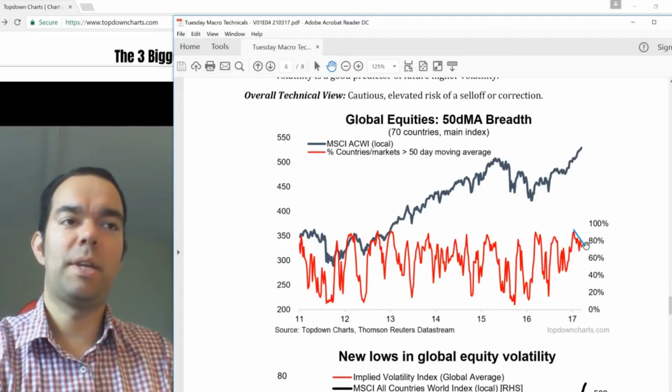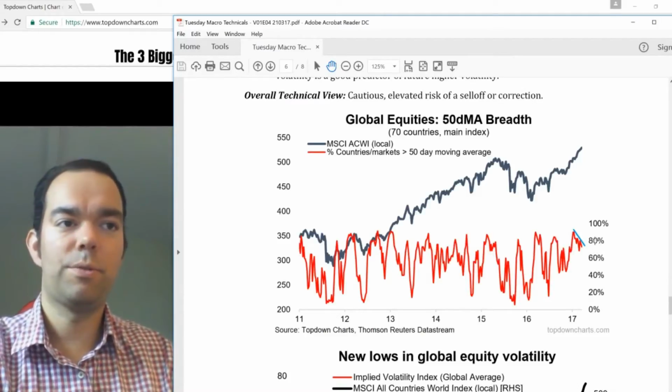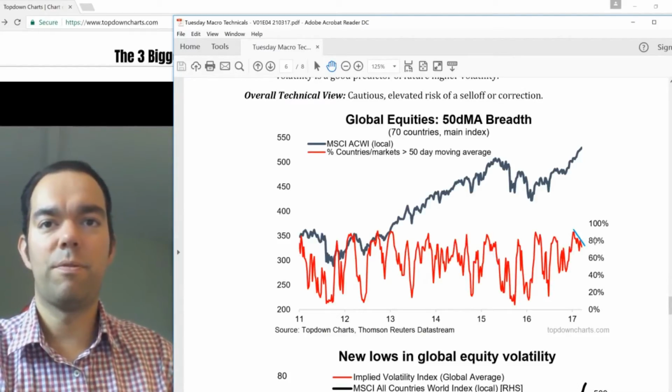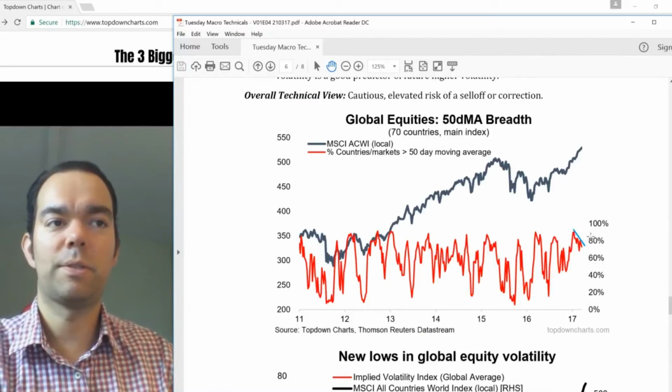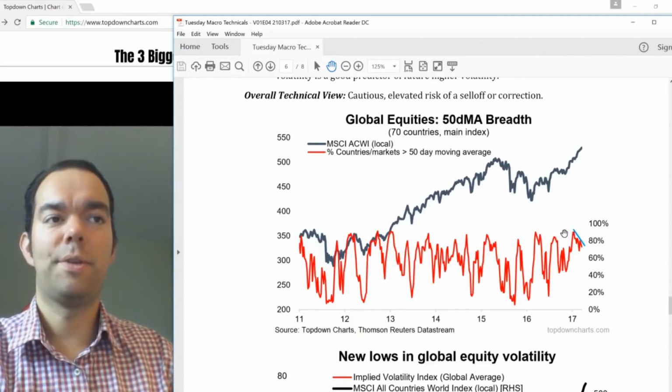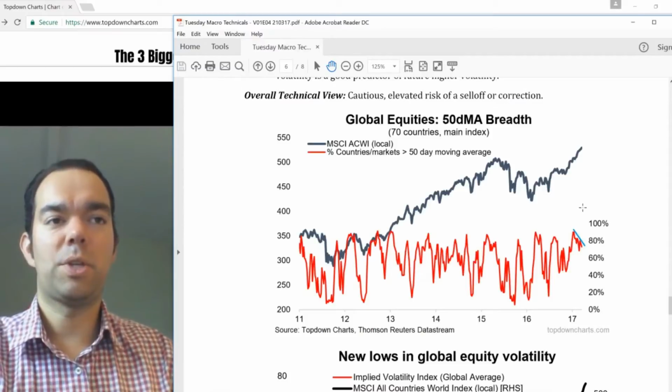What that can provide clues for is if there's a bit of weakness showing up underneath the surface, a bit of hidden weakness, and so that's certainly a risk flag to be watching out for.